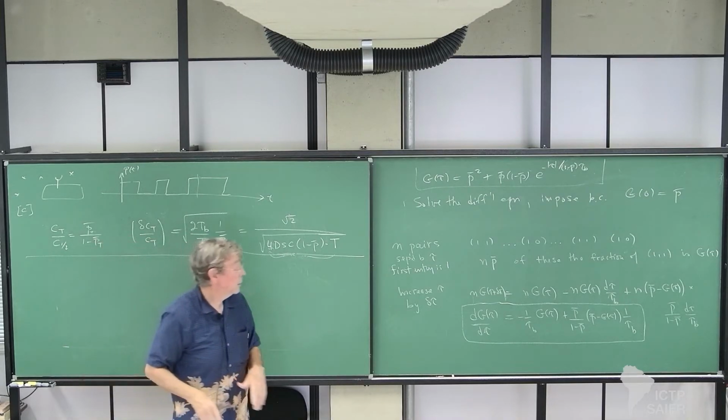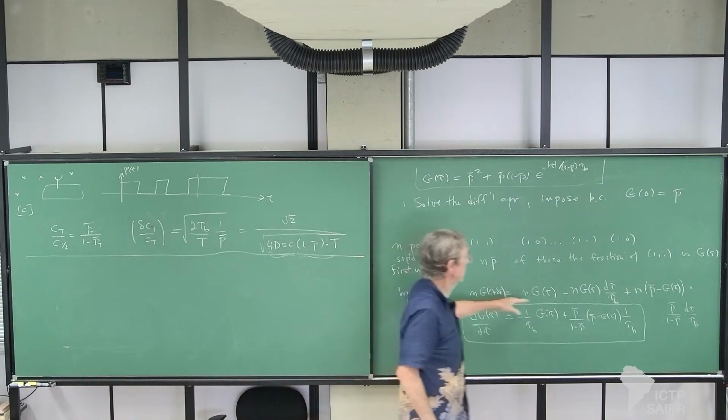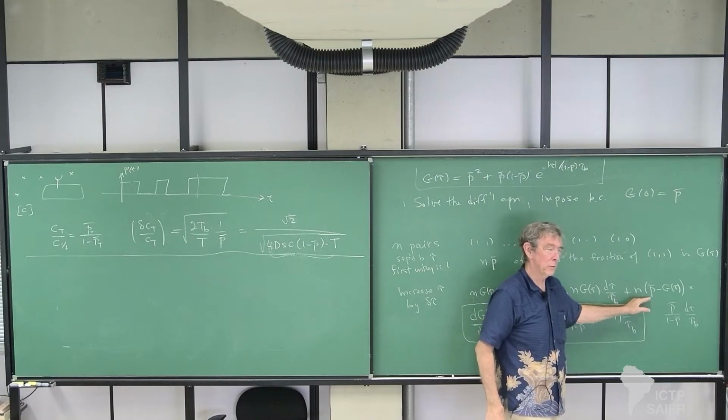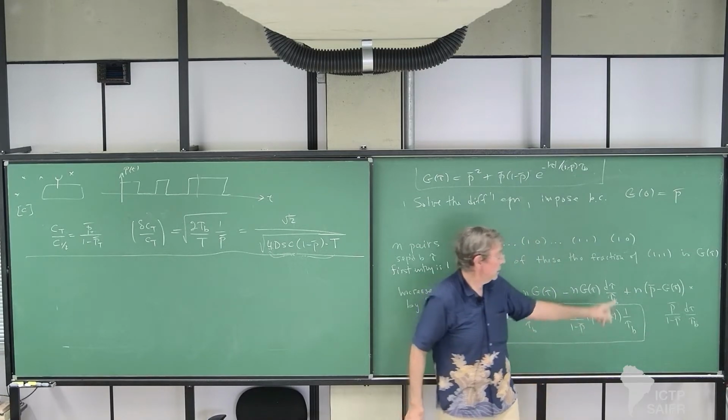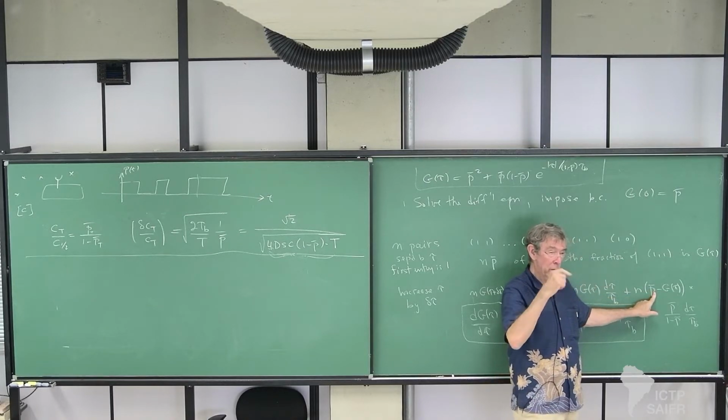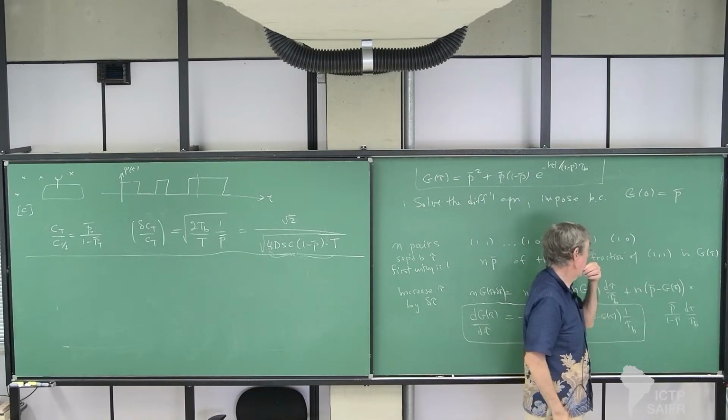So I claim that the answer is simple. Well, not so simple, but it's perfectly understandable. See, this guy, p bar minus g of τ, p bar is all of the 1-1 events. Listen, what do I want to say?